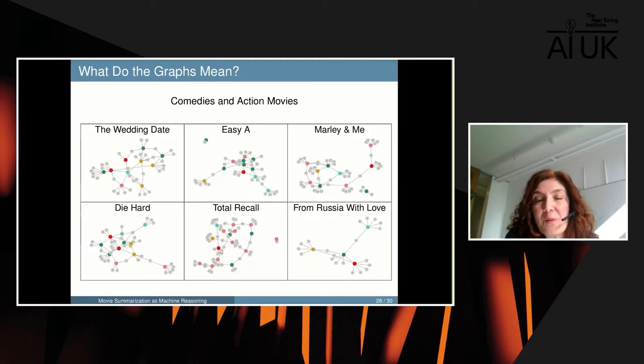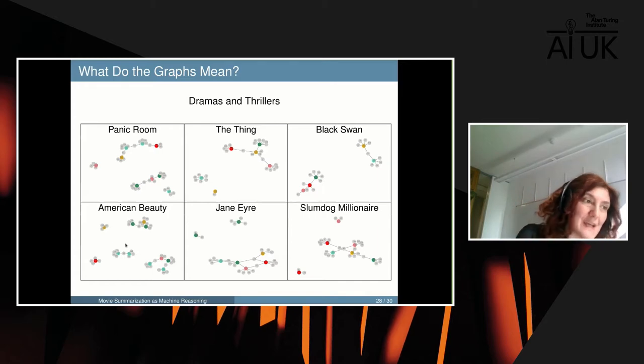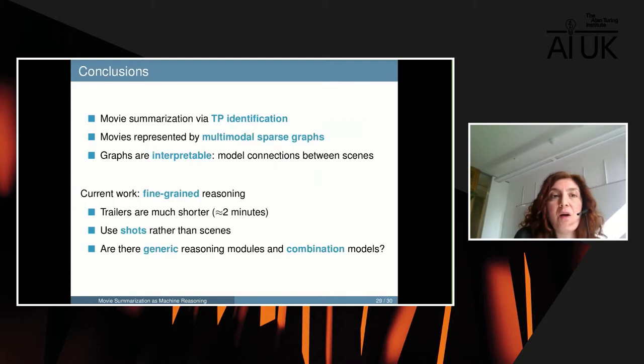Let me show you an example here. These are bird's eye view graphs for different movies. These are comedies and action movies, and you see good connectivity. There are connections between turning points, i.e. connections between events, and contrast this with dramas and thrillers. For example, let's look at American Beauty. This is a movie that is told in a non-linear fashion, and you see that the graphs here are rather disconnected, which makes sense. So we can understand what the model is doing, and we see that these graphs make sense overall.